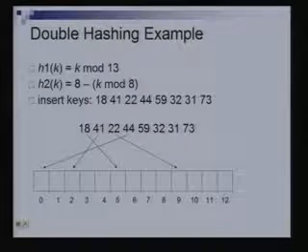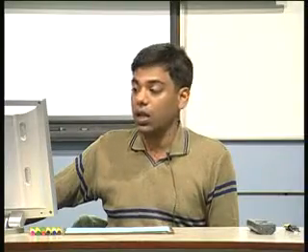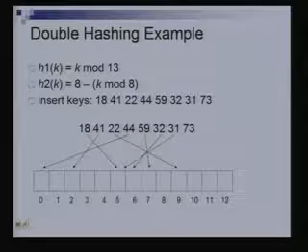59 mod 13 is 7, so 59 would go to location 7. 32 mod 13 is 6, so 32 would go to location 6. 31 mod 13 is 5, so we go to location 5. Now that's occupied, so I compute h2 of 31. 31 mod 8 is 7, so 8 minus 7 is 1. So 31 will now go to, we'll check 6. 6 is also occupied, so we'll have to go to 7. 7 is also occupied. Go to 8. And this is not occupied, so 31 goes to 8.